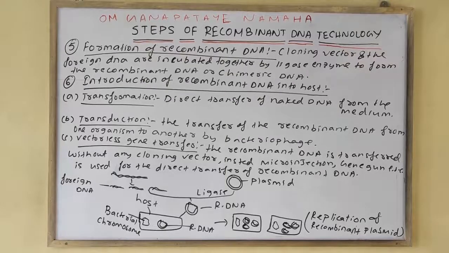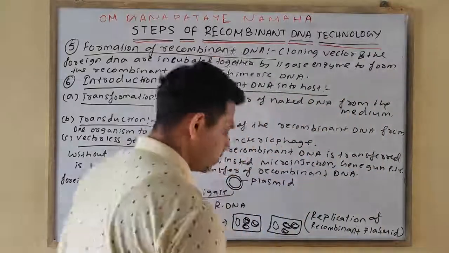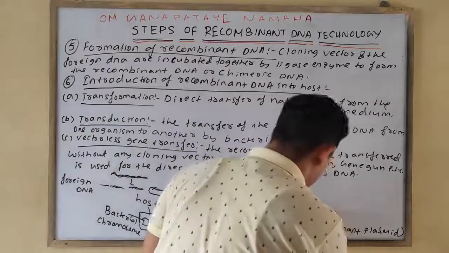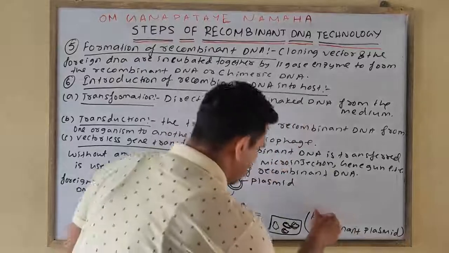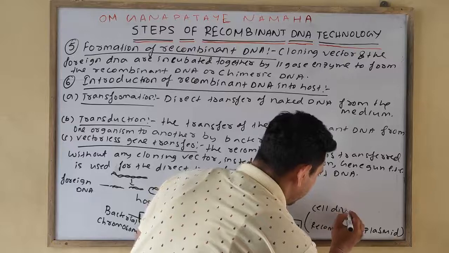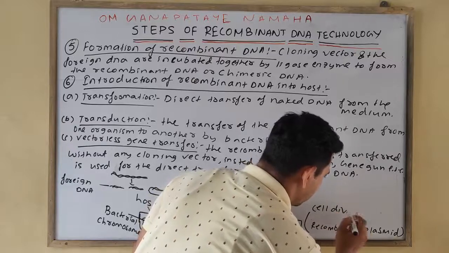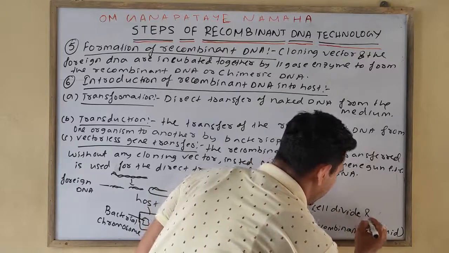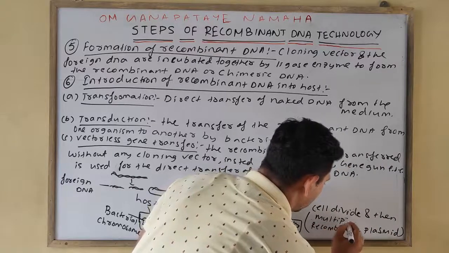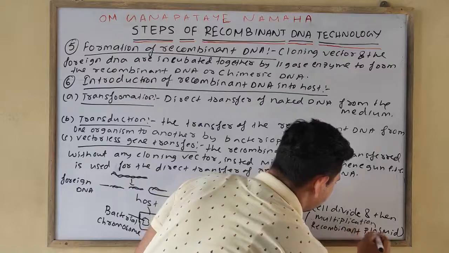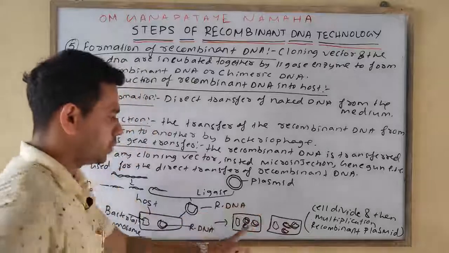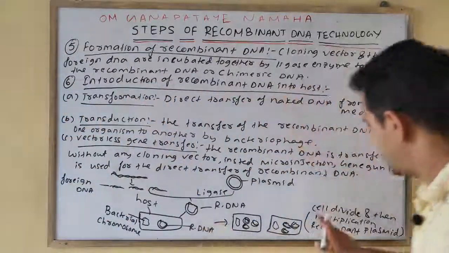Please add one more point here, as I forgot. First the cell divides. Okay, just add the point: the cell simply divides, and then the multiplication of the recombinant plasmid takes place. First the cell divides and then the multiplication of the plasmid takes place. Okay, just add this point.